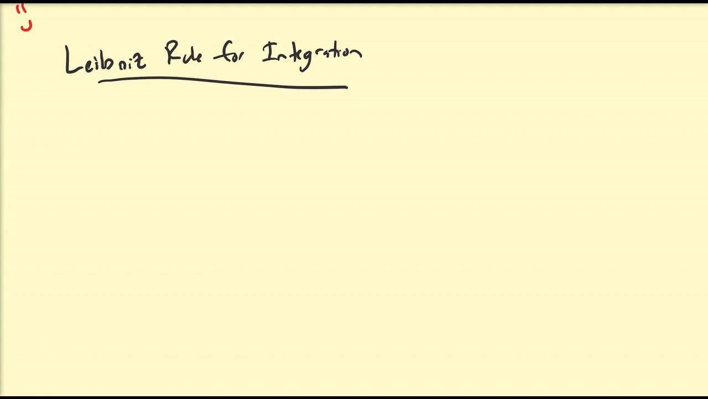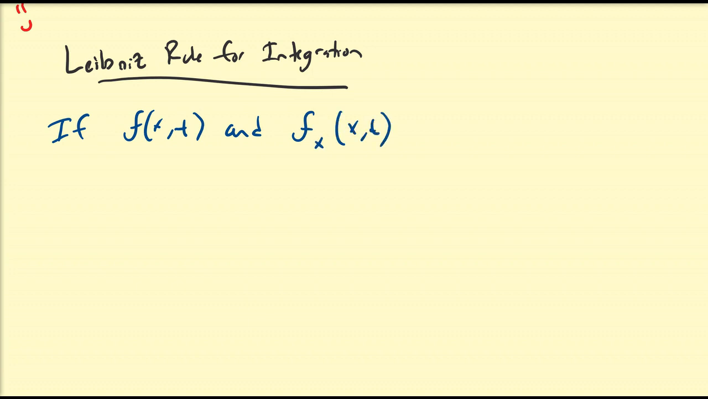And it says this. So let us assume that f of x, t and the partial derivative of f with respect to x of x, t are continuous in both x and t.